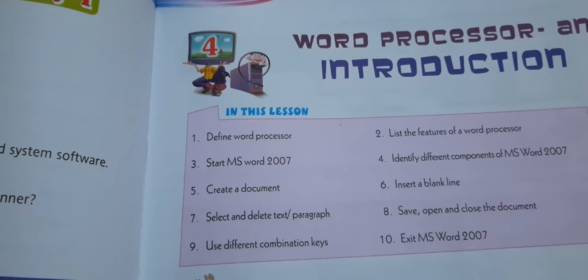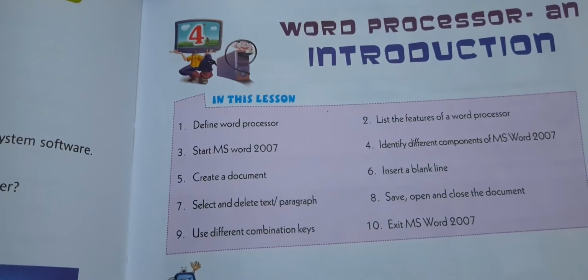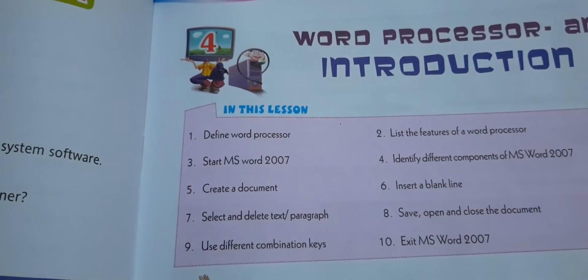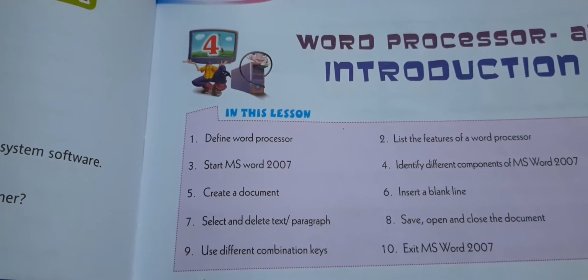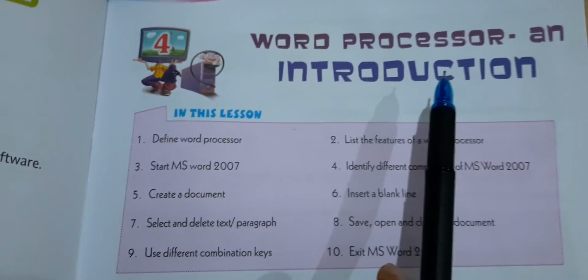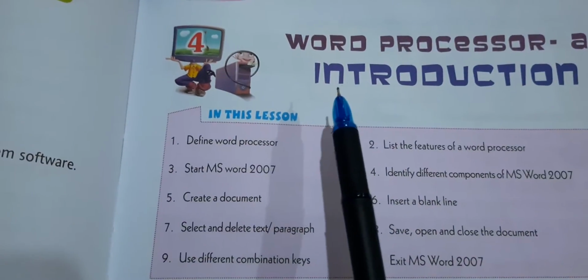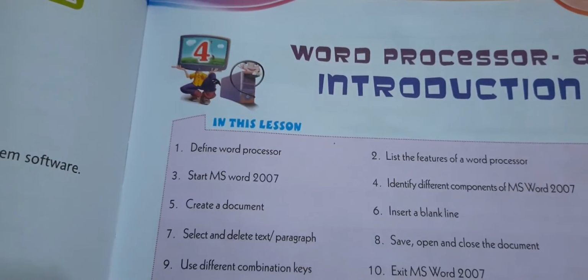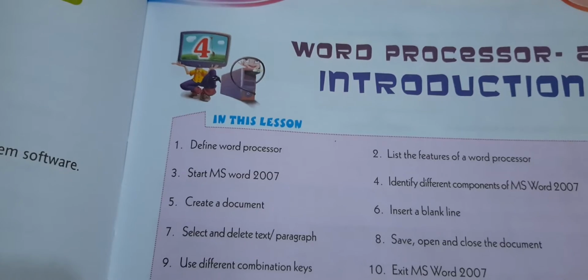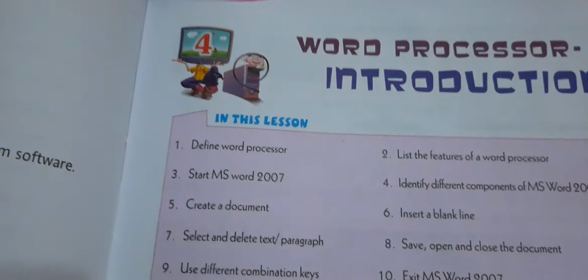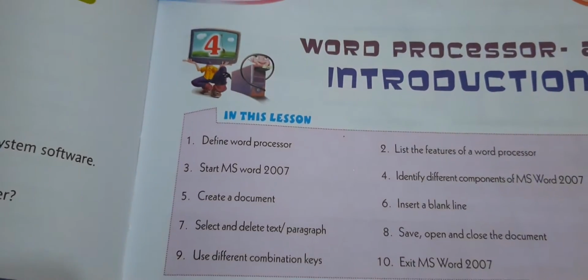Class 3, we have completed 3 chapters and you have done the exercise of the third chapter also. Today, we will start a new chapter, chapter number 4, word processor and introduction. We will study about word processor in this, and the word processor that is available in Windows 7. We will study about that as well. So, let's start the chapter, children.